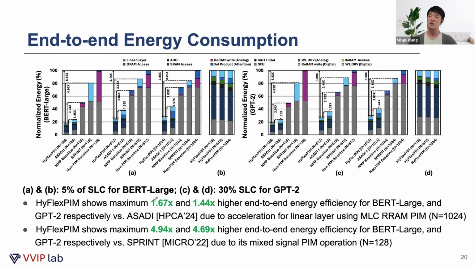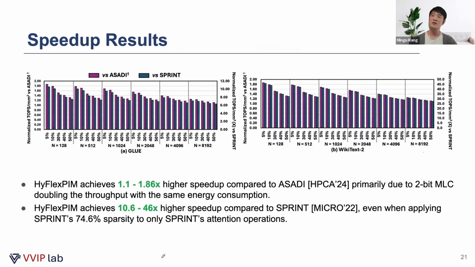And we could achieve 1.6 or 4 times energy efficiency for BERT and GPT-2 compared to ASADI. Why? ASADI is only using single-level cells. And also we achieved nearly 5 times better energy efficiency than Sprint. Why? Because Sprint only used the analog PIM for the token pruning case. On the other hand, for the speedup, for a similar reason, we also achieved nearly 2 times or 10 to 46 times speedup compared to ASADI and Sprint as well.